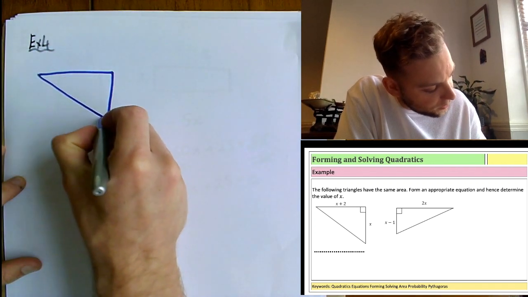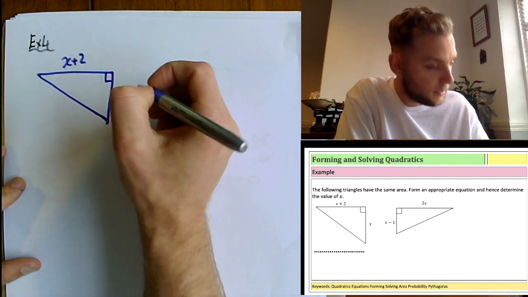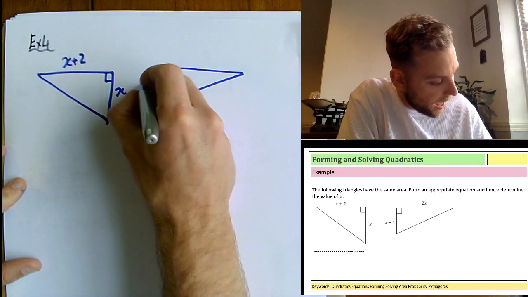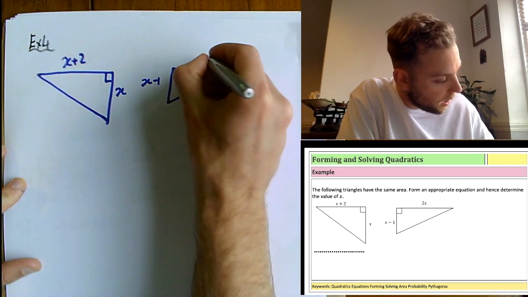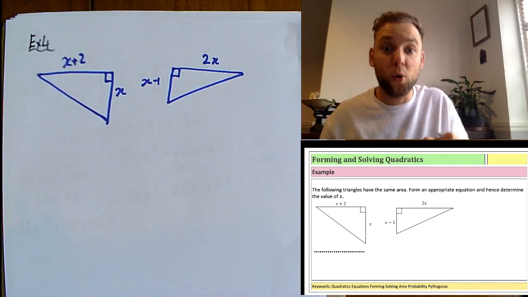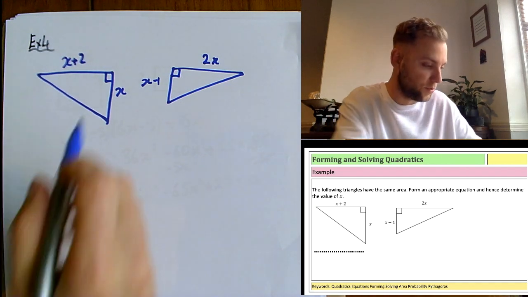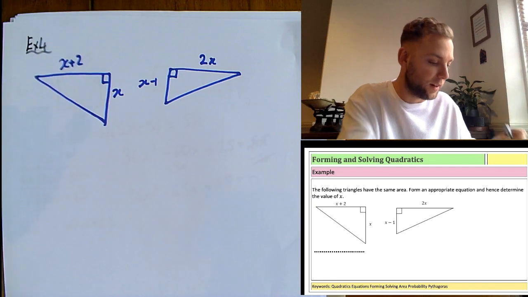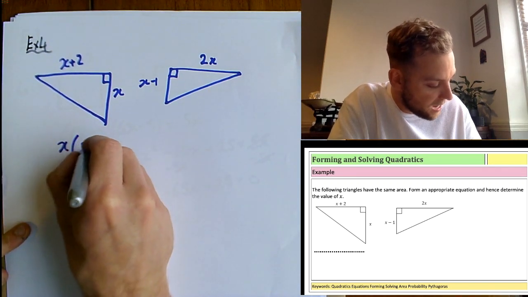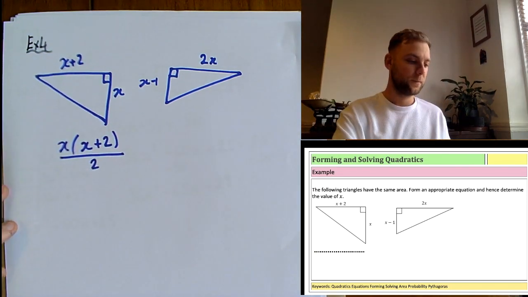So here's my first triangle, like so. x plus 2 and x. Here's my other triangle. x minus 1 and 2x. Now, something that people will always forget is to divide by 2. So it's base times height divided by 2. So it's x times (x plus 2) divided by 2. So that's the area of this one.